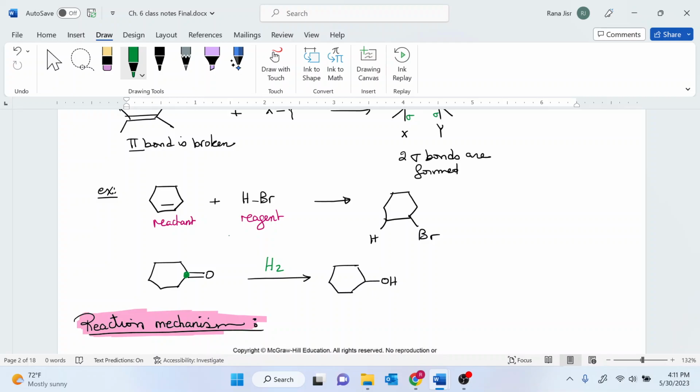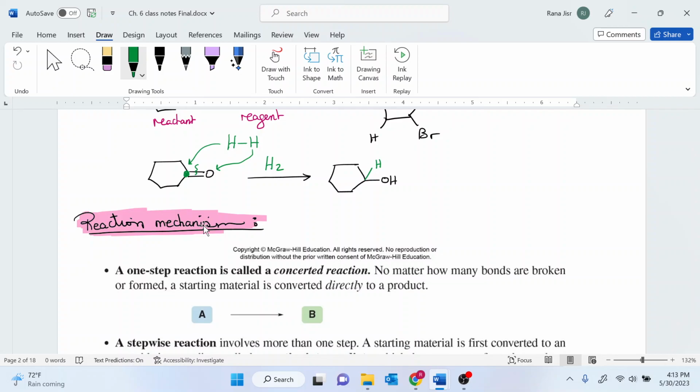Hydrogen H2 is basically two hydrogens that are connected together by a covalent bond. So I'm going to break the pi bond, and I'm going to add one hydrogen to this carbon, and I'm going to add one hydrogen to this oxygen. So I'm going to end up having my alcohol as a product.